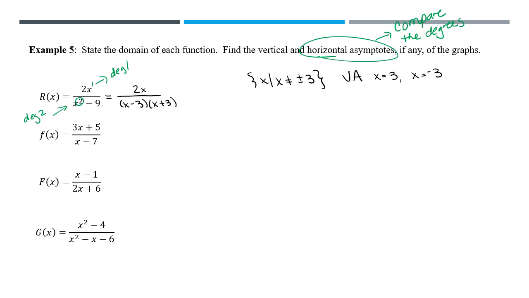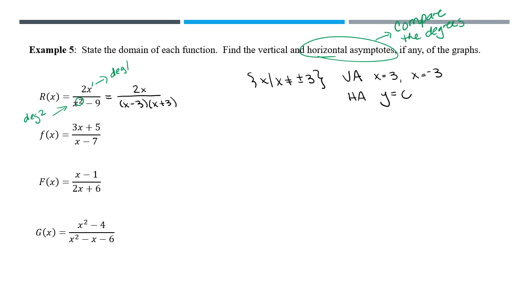The exponent in the numerator is 1, so I have degree 1 over degree 2. So I have a higher degree in the denominator. Anytime that happens, the horizontal asymptote will be the line y equals 0. That's again whenever you have a larger degree in the denominator. And I'm going to talk more about that as we move on as well.